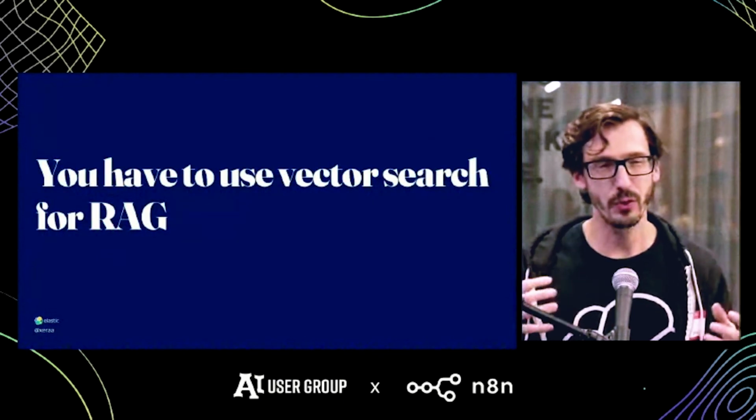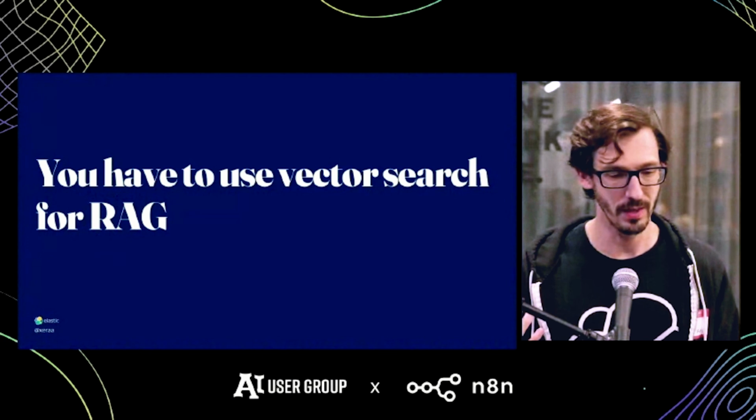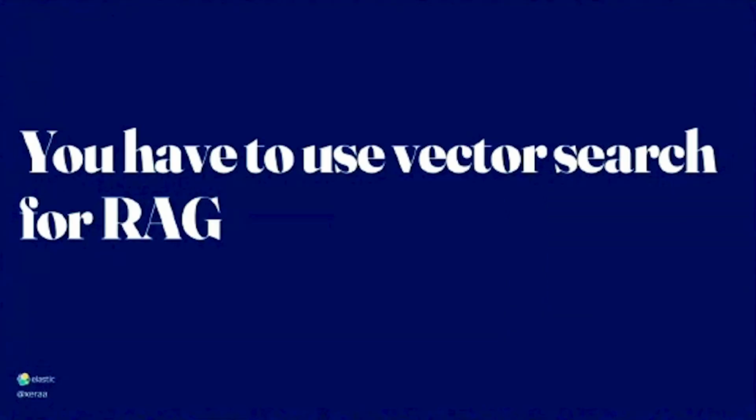For those of you who have used RAG before, who agrees that you have to use vector search for RAG? 1, 2, 3. Okay, this is one of the points where we would disagree, because RAG, the retrieval part, is really just retrieval in any sense, whatever is relevant. It doesn't have to be vector search. It's just getting to the relevant answer.